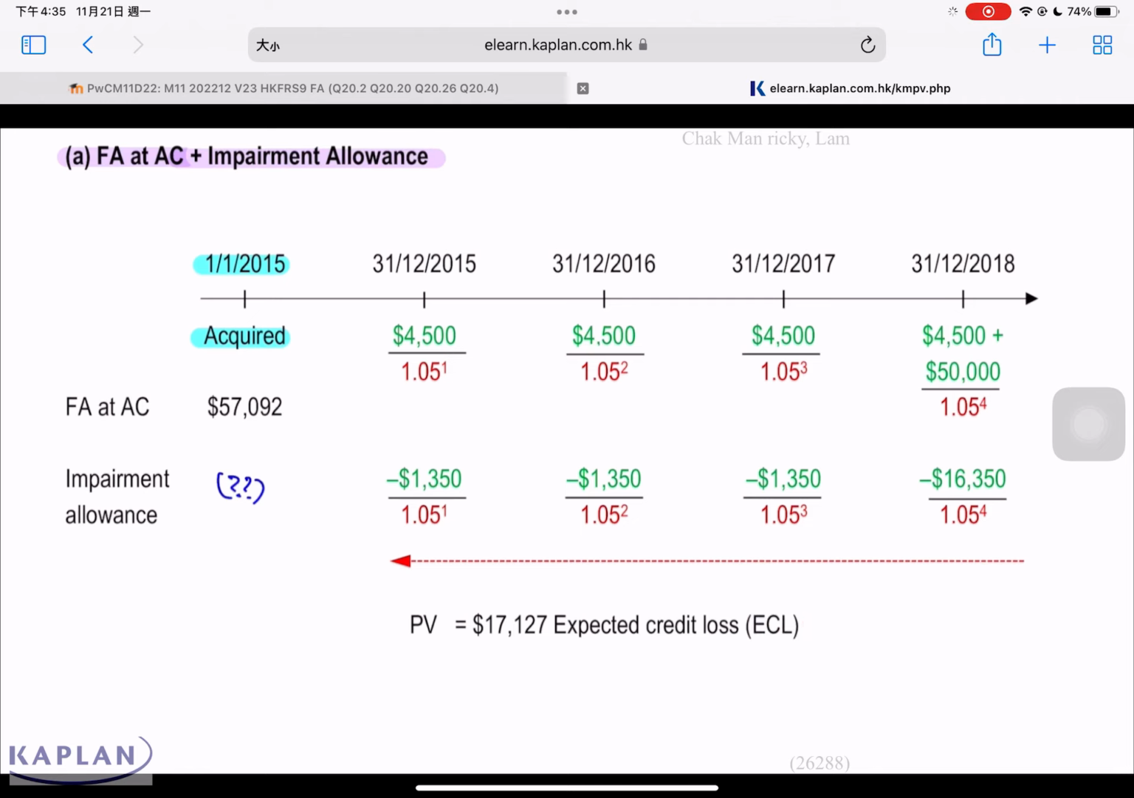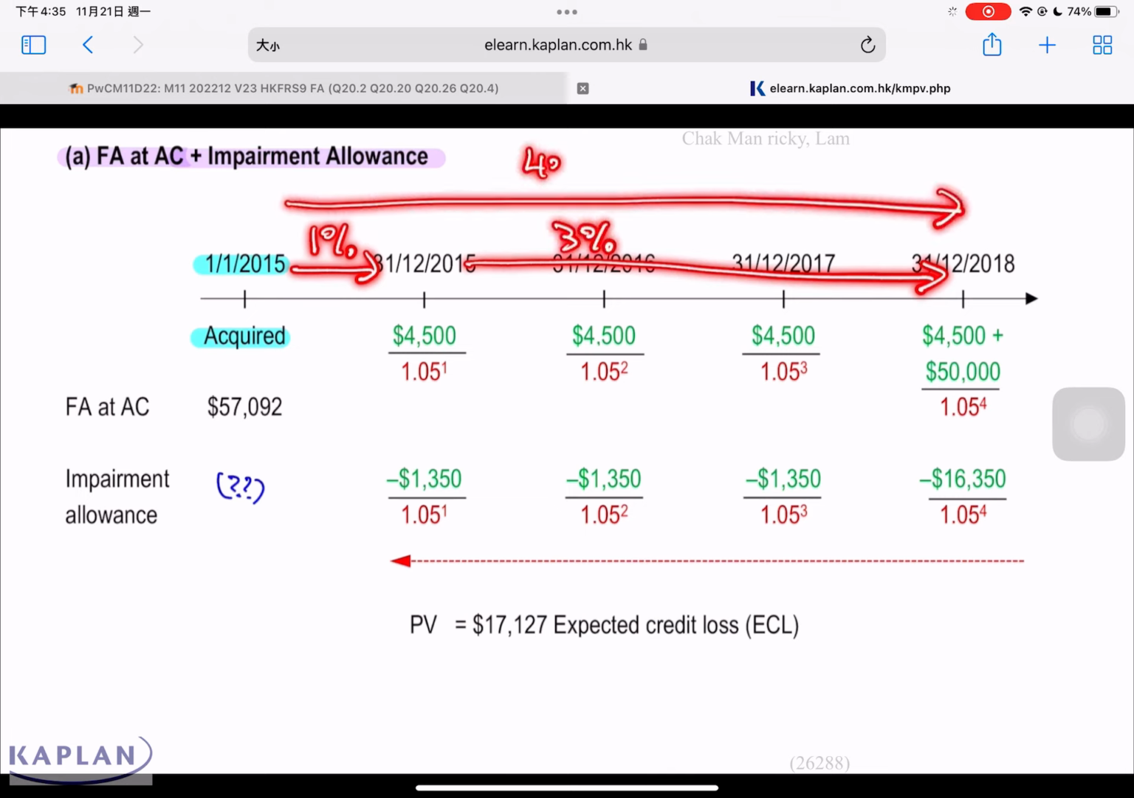In the event there's a default, this is the loss. But how likely is this loss to take place in the next 12 months? On the day we acquire this investment, the chance of this taking place is 1%. After the 12 months, the chance for this loss is 3%, which means over the next 4 years, the chance for this loss is 4%.